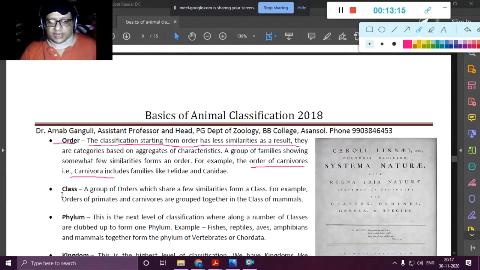Next, you come across class. A group of orders which share a few similarities forms a class. It goes even broader, with even fewer similarities. For example, primates, humans, monkeys, as well as dogs and cats belong to the class Mammalia because they have hair over their body, and the females have mammary glands to feed their young ones milk. Therefore they belong to the class Mammalia. A dog is different, a primate is different, a horse is different, but they are all mammals.